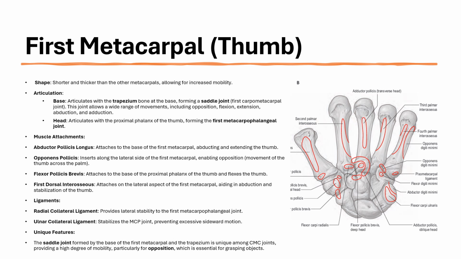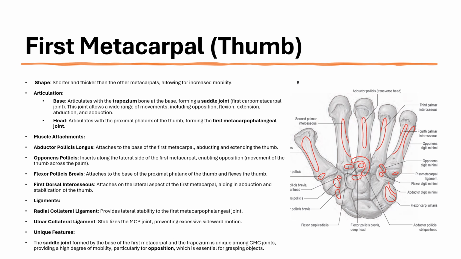When we talk about muscle attachments, the abductor pollicis longus attaches to the base of the first metacarpal and helps in abducting and extending the thumb. The opponens pollicis muscle inserts along the lateral side of the first metacarpal, enabling opposition movement of the thumb. The flexor pollicis brevis attaches to the base of the proximal phalanx of the thumb and flexes the thumb. The first dorsal interosseous muscle attaches to the lateral aspect of the first metacarpal and helps in abduction and stabilization of the thumb.